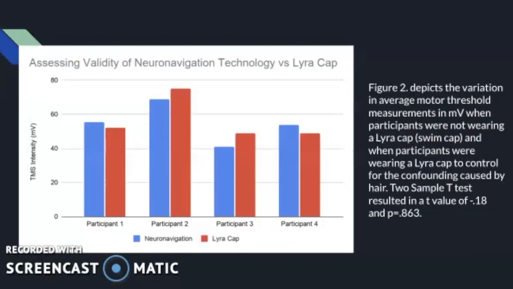Figure 2 depicts the variation in average motor threshold measurements when participants were and were not wearing a Lycra swim cap to control for the confounding caused by hair. 2 sample t-tests resulted in a t-value of negative 0.18 and a p-value of 0.863. Therefore, the results were insignificant.